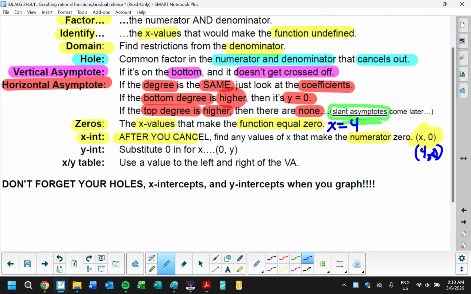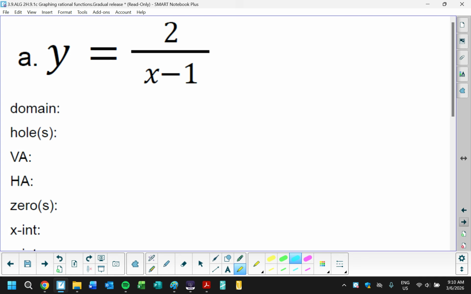In addition to x-intercepts, we are also going to look for y-intercepts, substituting in the 0. Again, y-intercepts should be written as ordered pairs. And last but not least, if you need any additional points to see where the curves go, we're not really going to make a full table. We'll only pick 1 or 2 or 3 values to the left and to the right of the vertical asymptotes. Remember, don't forget your holes. We'll show you what those look like on the graph momentarily. Again, you can pause and mark up your notes if you want, but let's go ahead into an example.